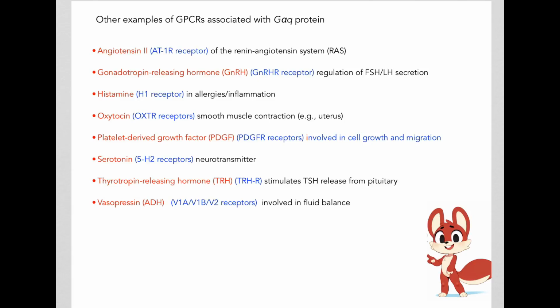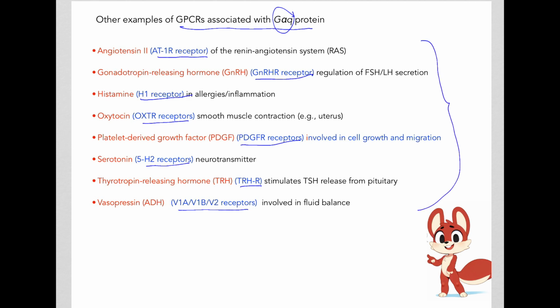There are several other examples of GPCRs that are associated with the G-alpha Q protein, and that includes angiotensin receptors, gonadotropin releasing hormone receptors, histamine receptors, oxytocin receptors, platelet-derived growth factor receptors, serotonin receptors, thyrotropin releasing hormone receptors, as well as vasopressin receptors. And again, we will talk about the biochemistry of all these processes and these receptors in future videos.